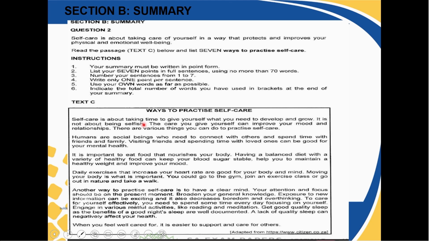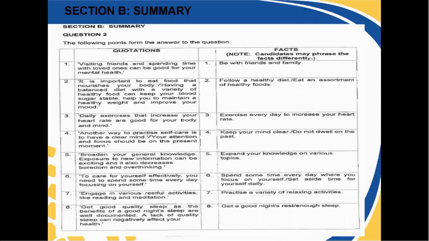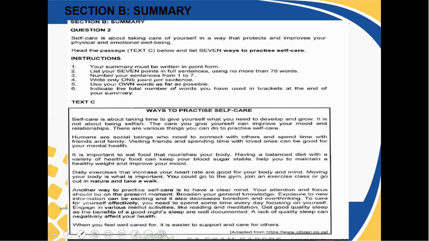Right. So I won't read the whole thing, but you can do it at your spare time. Now, these are the possible answers. Be with friends and family. And where is this point taken? It is taken from the second paragraph, where it says, humans are social beings who need to connect with others and spend time with friends and family. Visiting friends and spending time with loved ones can be good for your mental health. So now we are getting a point where it talks about ways to practice self-care.